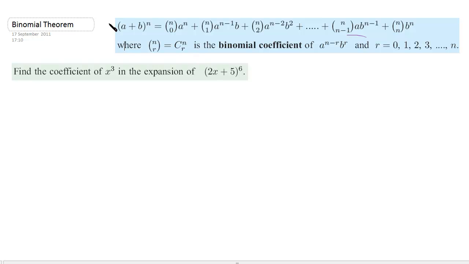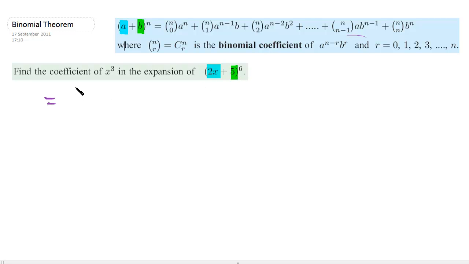So in this question, we've got to work out what our a and our b is. A is 2x. So remember to include the 2. Quite a lot of people forget, and they only have the x. The b is equal to 5. Now if this is a minus 5, then b would be equal to minus 5. So we're going to expand this using a as 2x and b as 5.